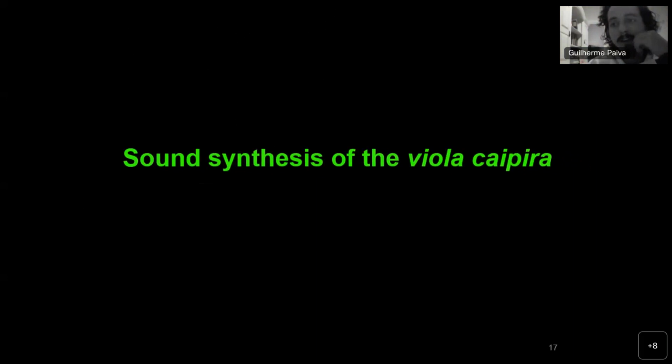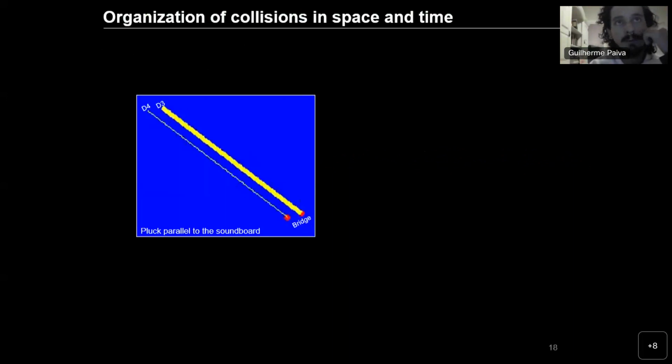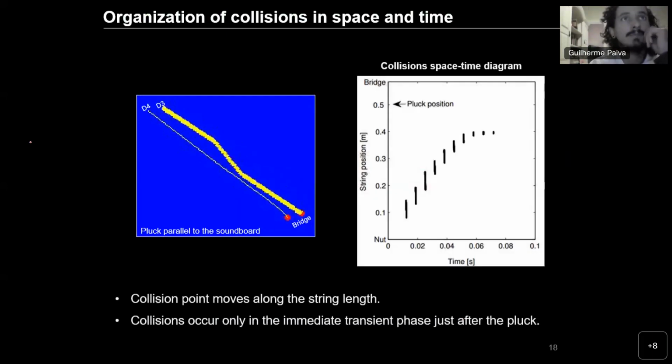So we performed some numerical experiments. Here I will show you some results, okay? In the first experiment, we consider a single string pair. So we pluck a single string, D3, so we can observe the collisions in time and space, given in this diagram, which we call the collision space-time diagram. Here we have the string length, and this axis is the time.